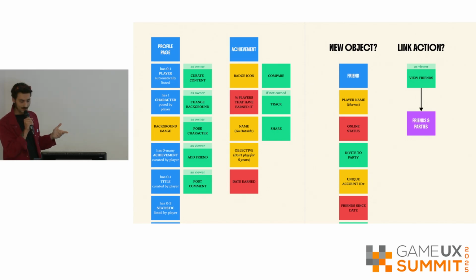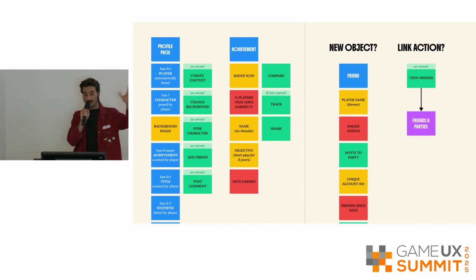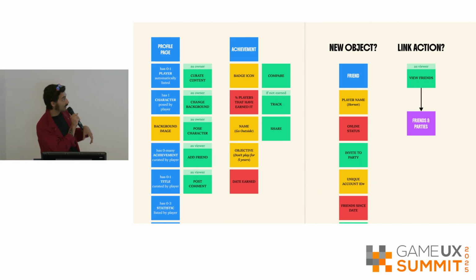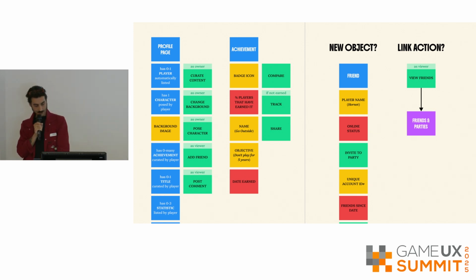This is a good time to discuss whether this object, though, falls in the scope of the player identity system. If we want players to display their favorite friends in their profile pages, it will. But in case that we just want a shortcut interaction that links to another system that we have, our friends and parties system, that's where it should exist. So we need to be very clear about, hey, is this a new object that we're going to add, or is this just a link action that's going to take us somewhere else?